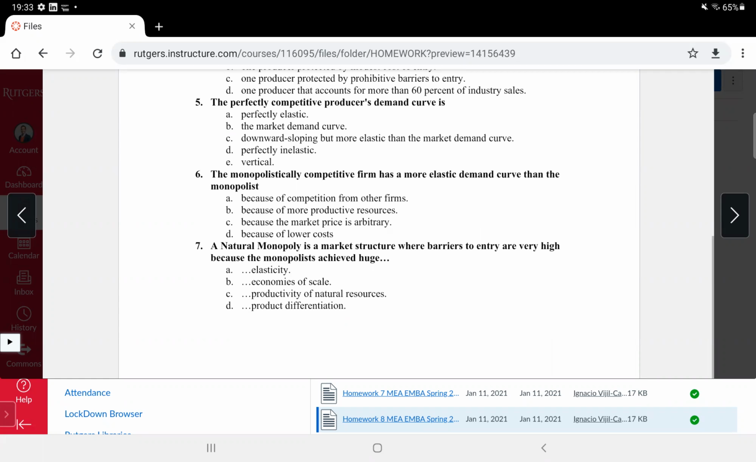It's a type of monopoly with very high barriers to entry, and those are due to economies of scale. 7B, economies of scale. Think utility companies, think that kind of monopolies where in an area they have such a huge scale that for anybody to try to get in, that constitutes a huge barrier to entry. So 7B, as in Bravo.